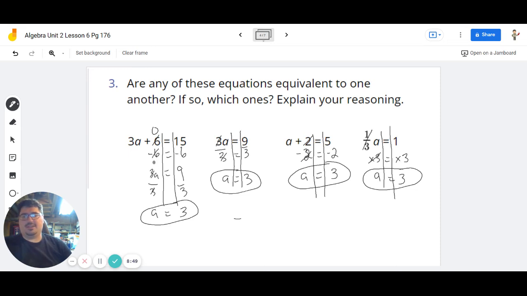So subtract, divide, subtract, multiply, opposite operations. Okay, very good. So yes, they're all true. They are all equal in solutions. They all have equal solutions.